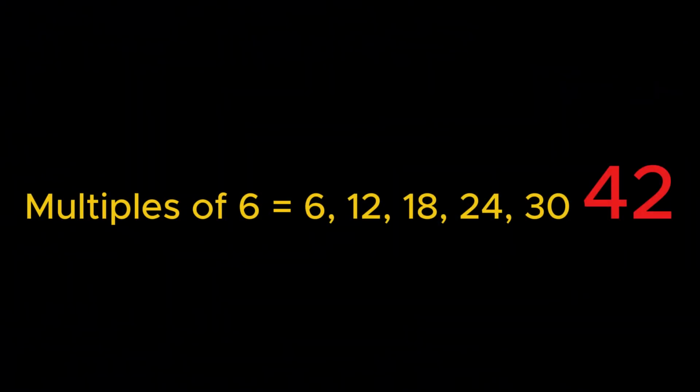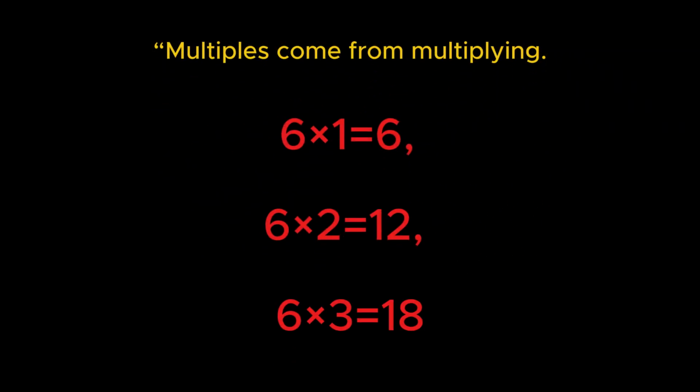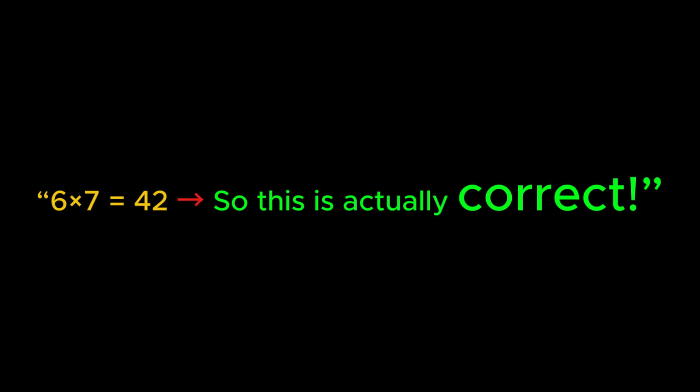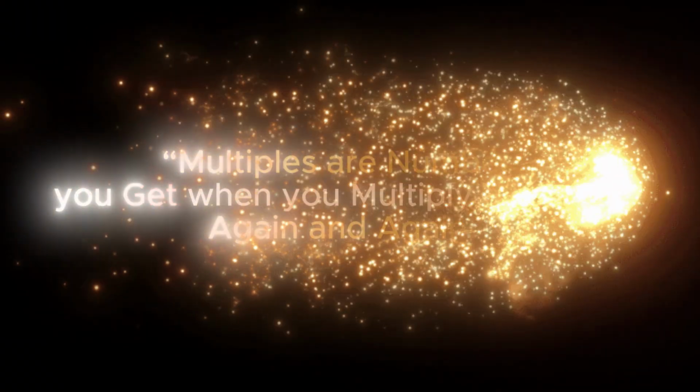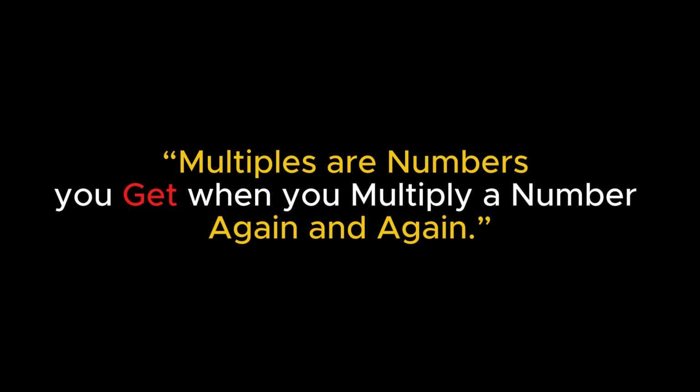Think all of these are correct, you are making a big mistake. Dear students, do you know multiples come from multiplying? Multiples are numbers you get when you multiply a number by 1, 2, 3 and so on.